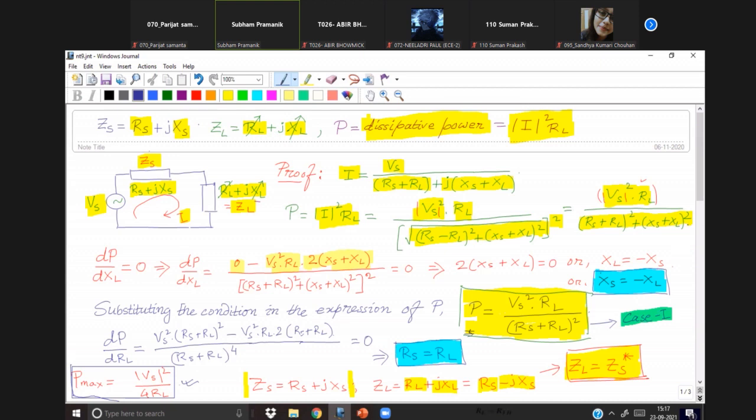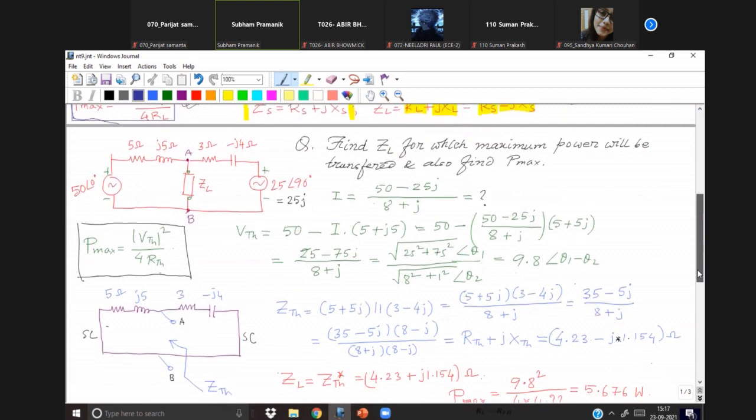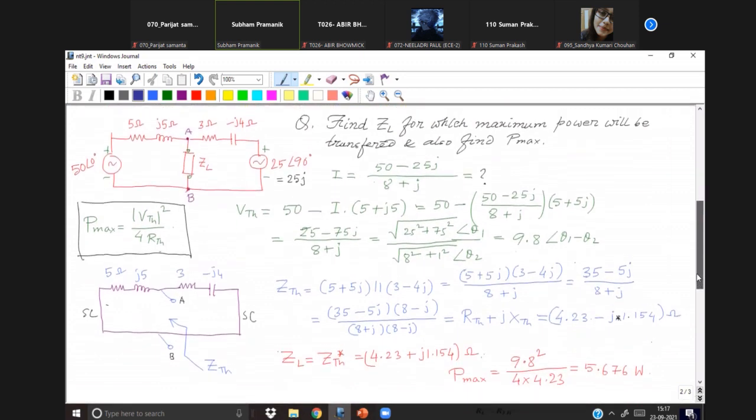So let's now see a problem on that. The problem I already solved here, I'm just showing you the steps. This kind of problem will actually come. The statement says to find ZL for which maximum power will be transferred and also find Pmax. So we need the condition as well as the value of maximum power.